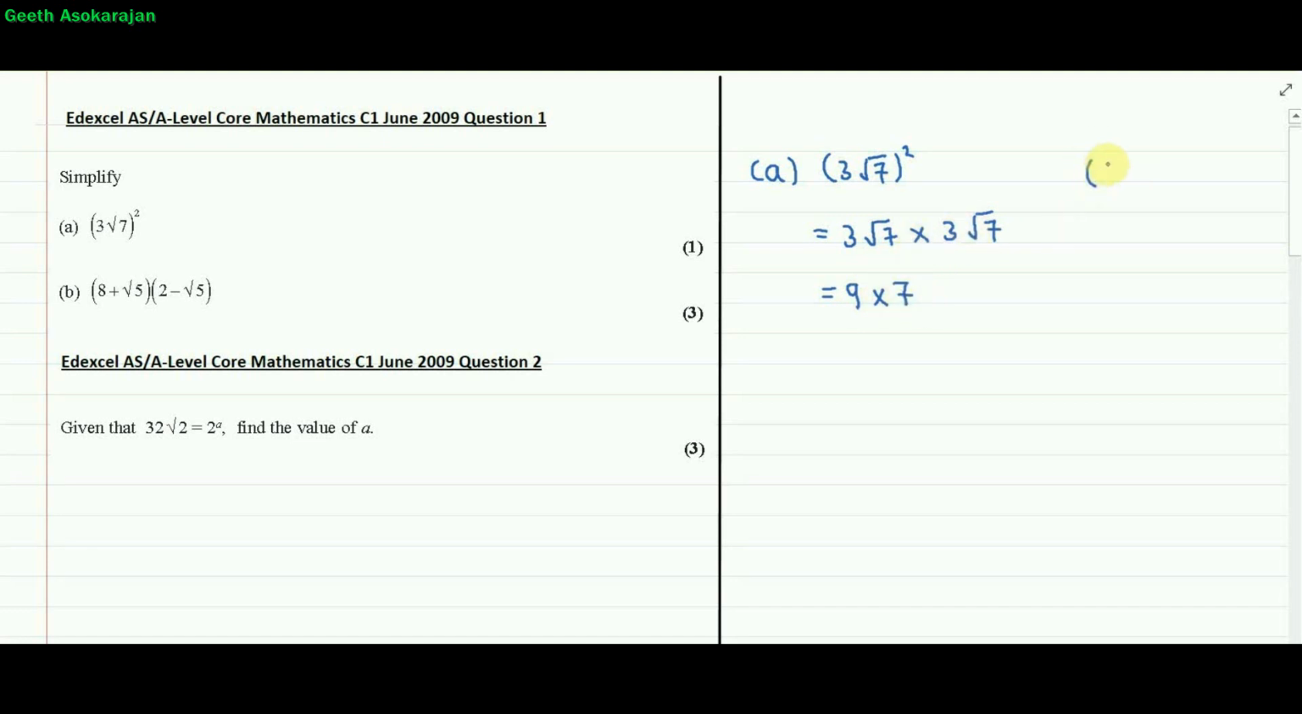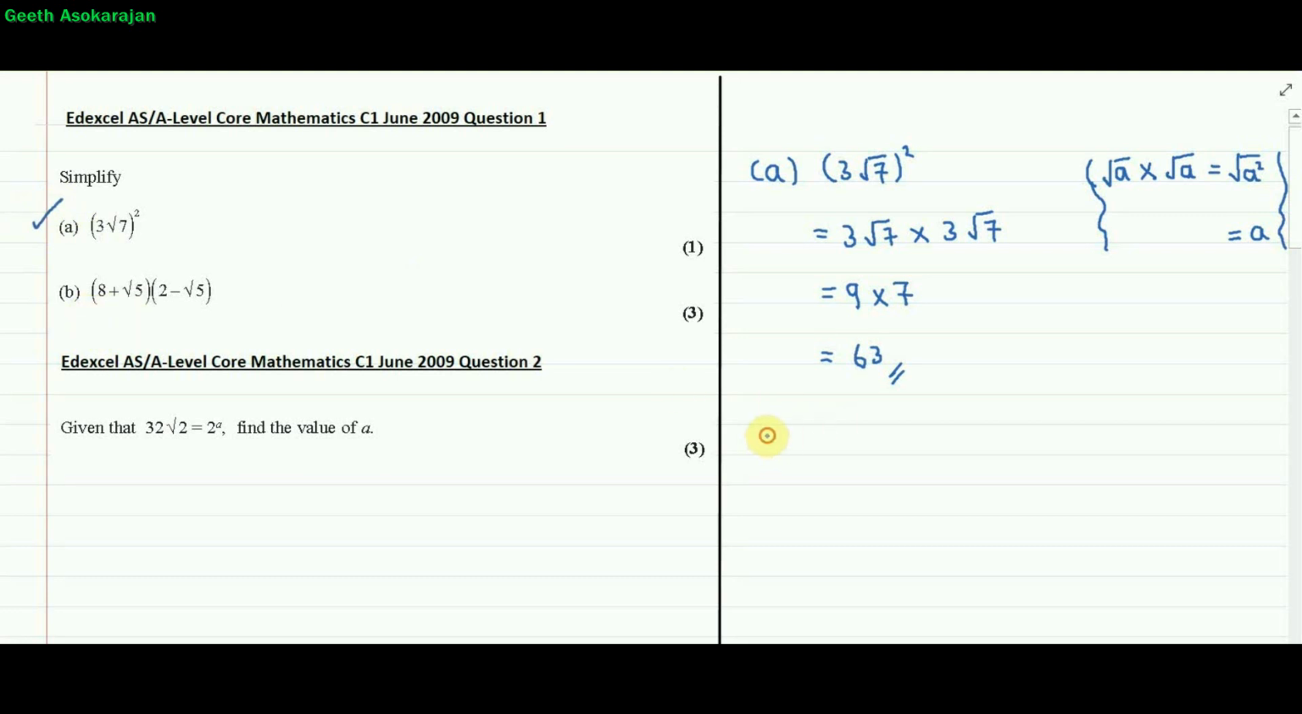So remember the idea that if you multiply root of a by root of a, that is the same as saying root of a squared, and root of a squared is simply a. So using the same idea, root 2 times root 2 is 2, root 3 times root 3 is 3, and as for this example, root 7 times root 7 is 7. So if we go one step beyond, 9 times 7 is 63. So that should be the answer to part A.